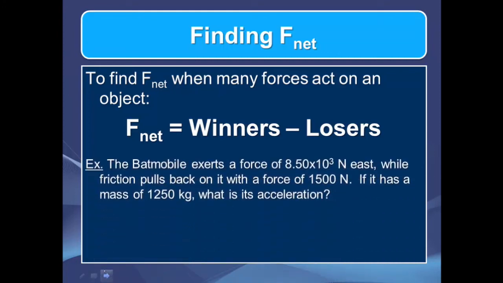Well, let's say the Batmobile exerts a force of 8.5 times 10 to the 3 newtons east, while friction pulls back on it with a force of 1,500 newtons. If it has a mass of 1,250 kilograms, what is its acceleration?